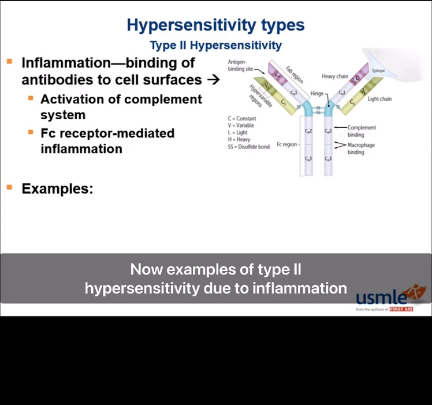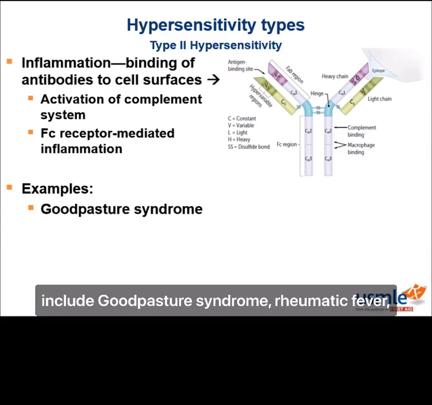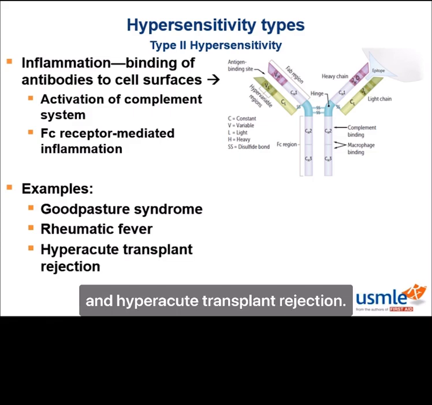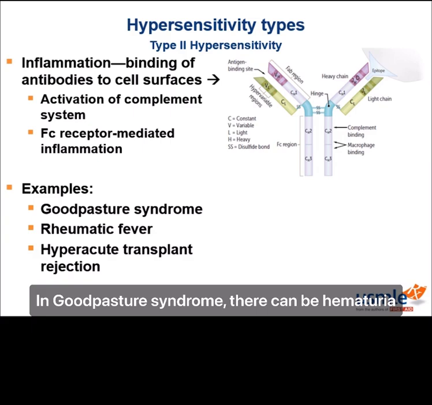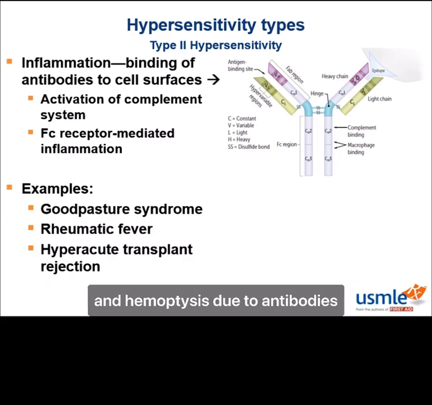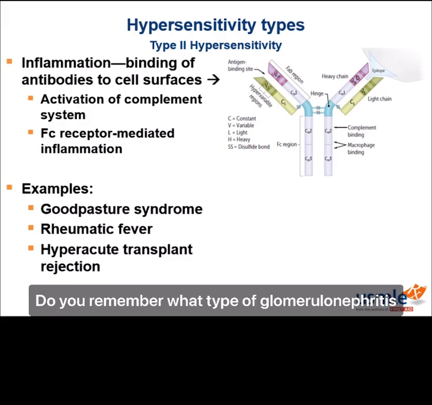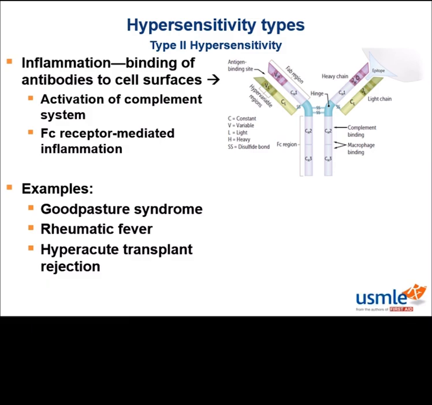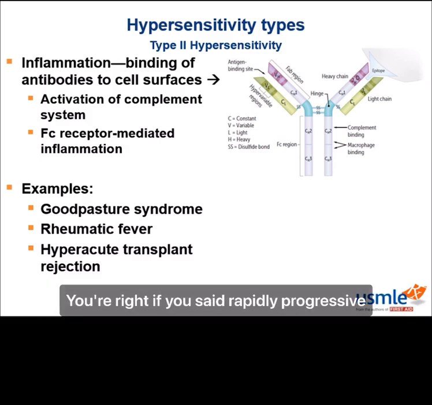Now, examples of type 2 hypersensitivity due to inflammation include Goodpasture syndrome, rheumatic fever, and hyperacute transplant rejection. In Goodpasture syndrome, there can be hematuria and hemoptysis due to antibodies to the glomerular basement membrane and alveolar basement membrane. Do you remember what type of glomerulonephritis it's associated with? You're right if you said rapidly progressive or crescentic glomerulonephritis.